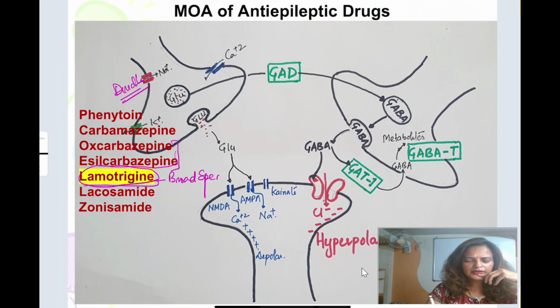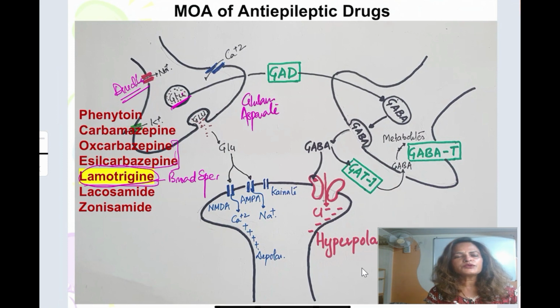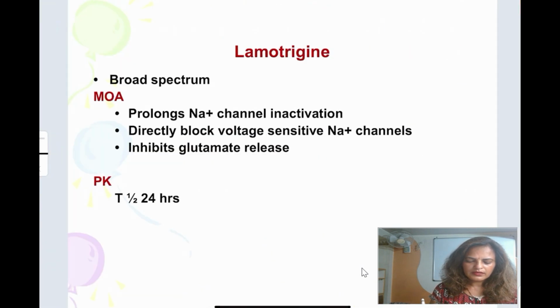stabilize the membrane. This is the presynaptic membrane, it causes stabilization, especially of the excitatory neurons. So there is less release of not only glutamate but aspartate also, both of them. So this is the thing which makes it a broad spectrum. So you can see it prolongs this, directly blocks the voltage sensitive sodium channel, and inhibits the glutamate release.